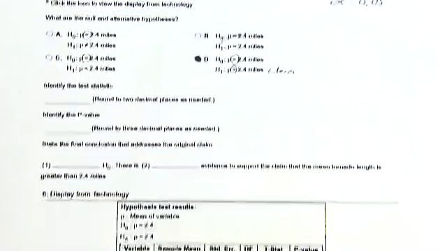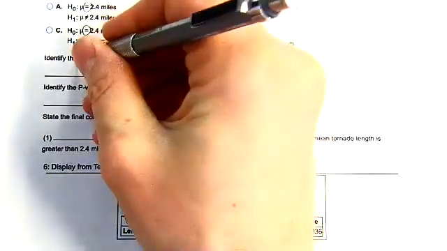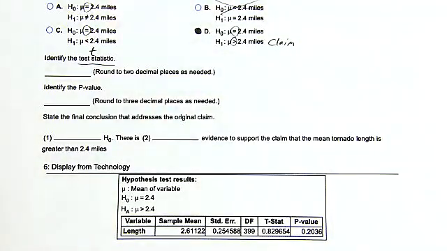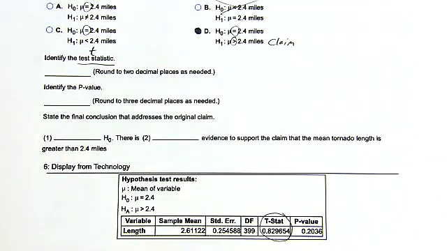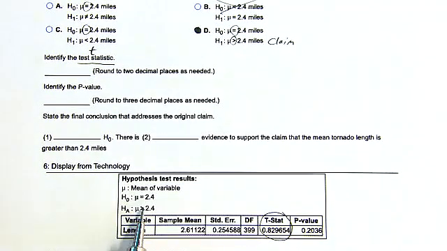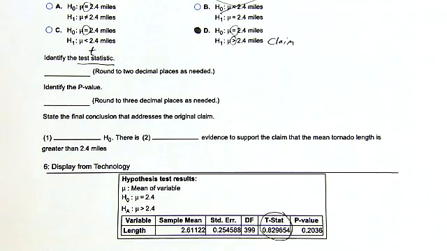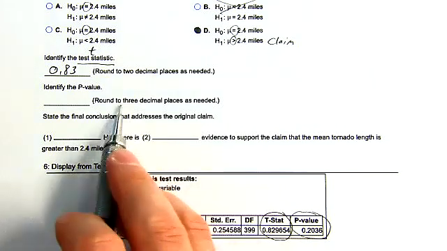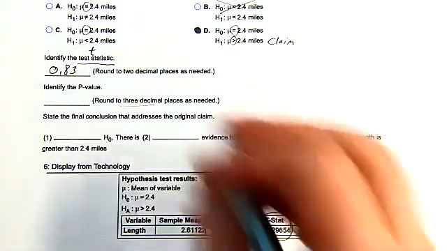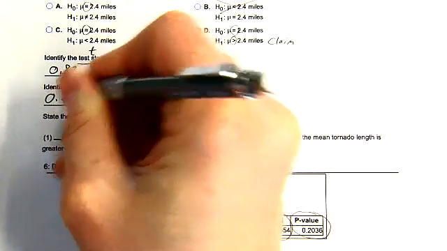Okay, they labeled it slightly different, but it's still a T that you're looking for. So they called it T-stat in this particular one. And oh, by the way, they gave you the answer to the first part. So they said mu equal 2.4, mu greater than 2.4. And so this one to 2 decimals would be 0.83. The p-value also labeled very easy to find, p-value. To 3 decimals would be 0.204.